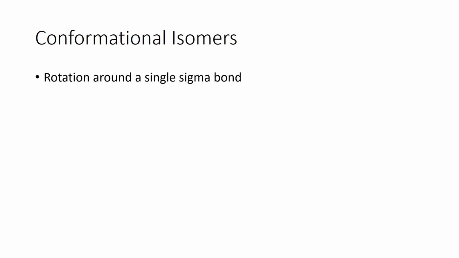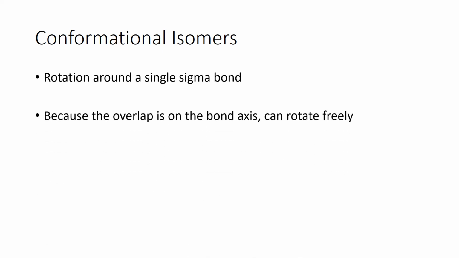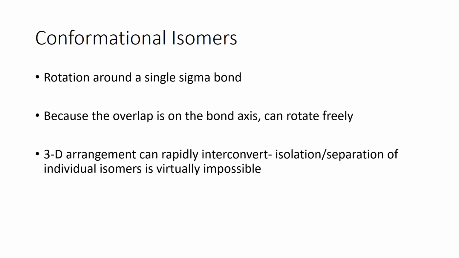So these occur via rotation around a single sigma bond. Now, you might remember from our bonding unit that when a sigma bond is formed, it has axial overlap. So because the overlap is on the bond axis, it can rotate freely, okay? So the 3D arrangements of these can rapidly interconvert. You really can't isolate or separate an individual conformational isomer. It's just not possible, okay?